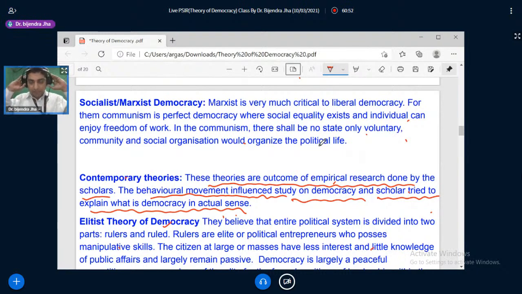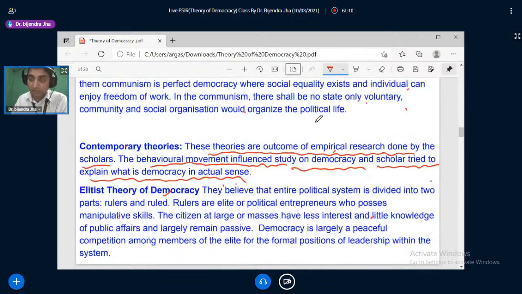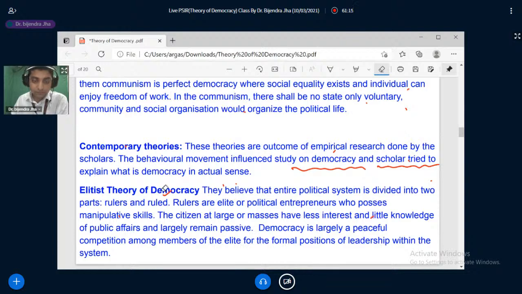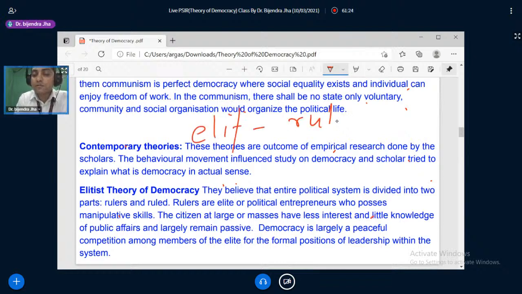So the contemporary theory of democracy came in 1950 and thereafter, and the behavioral movement influenced the study of democracy a lot. And so the first is elitist theory of democracy. What is that? Elitist theory of democracy believes that elite rules.